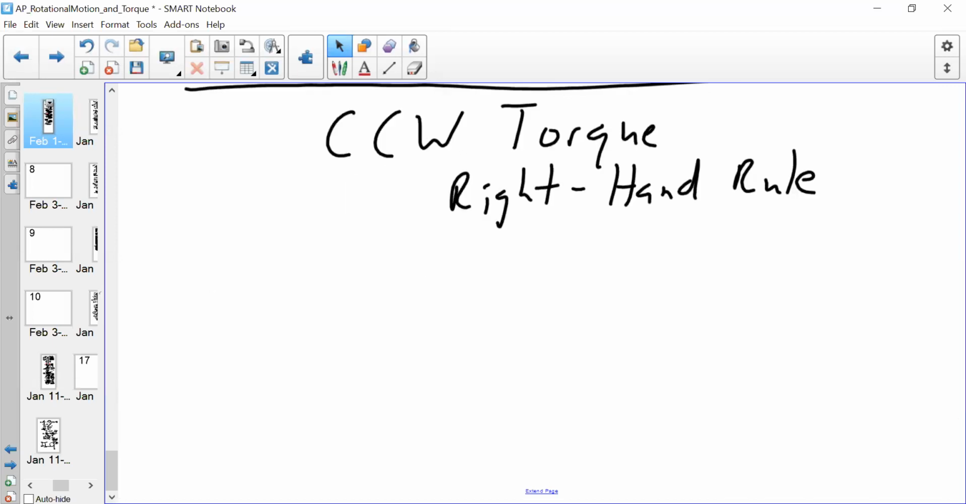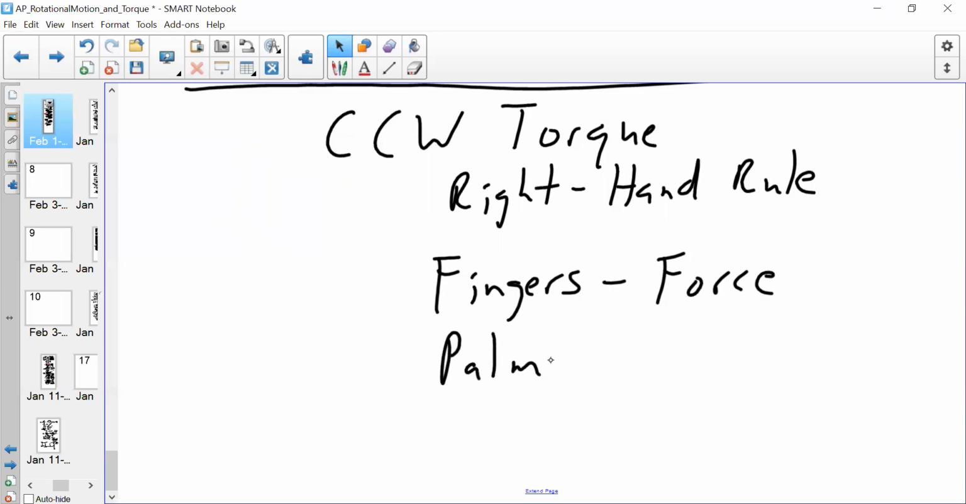So right-hand rule. Let your 4 fingers represent, you can do this in any way you want, but I like to have my fingers represent the actual force. That's going to be my external force that's going to cause the system to rotate. My palm, or the direction of the palm, is going to be the radius, or distance from the axis of rotation, the rotation point. And then your thumb is just going to represent, in this case, the direction of the torque.